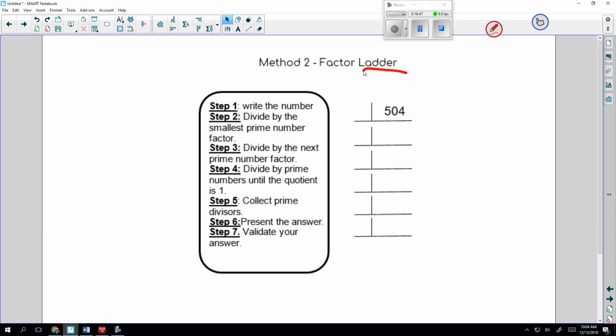So when I look at the number 504, I notice that it ends in 4, which means it's what kind of number? It ends in 4, so we know it's an even number. So I can divide it by 2. With factor ladders, you always want to start with the smallest prime factor that will work without any leftovers. So I know that 504 is even, so I can divide by 2. Well, 2 is going to go in here.